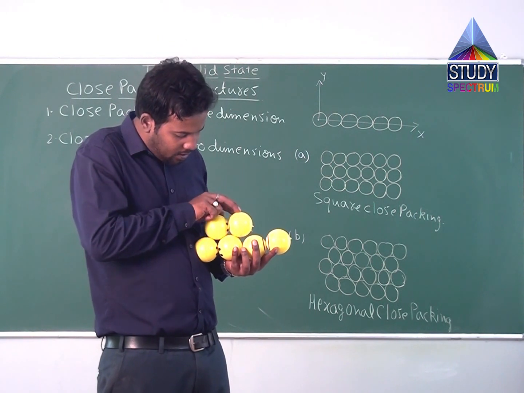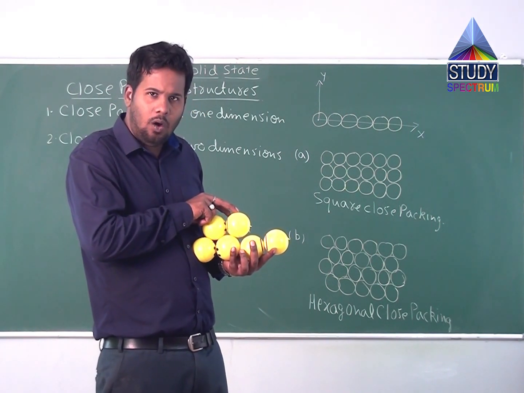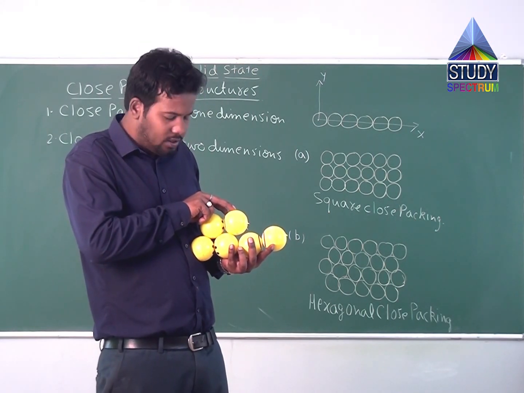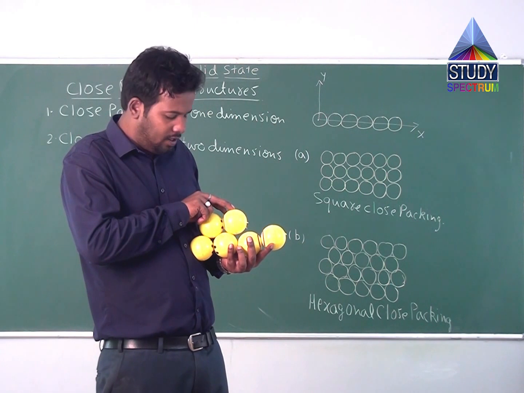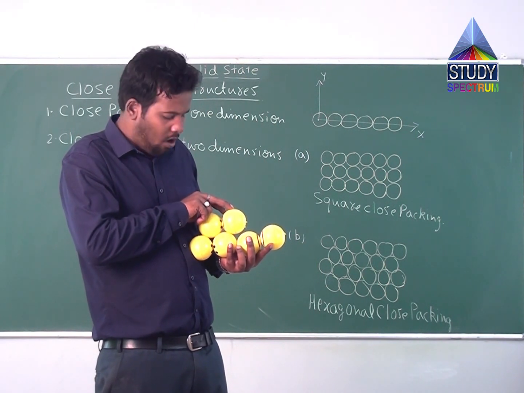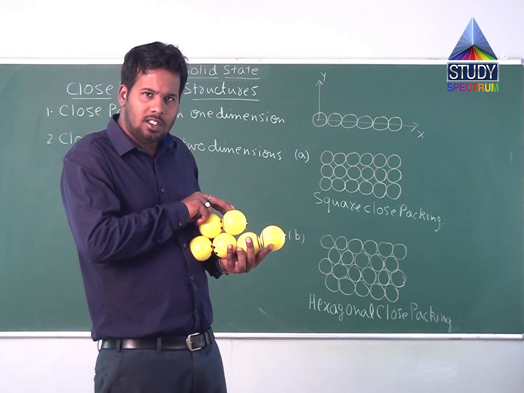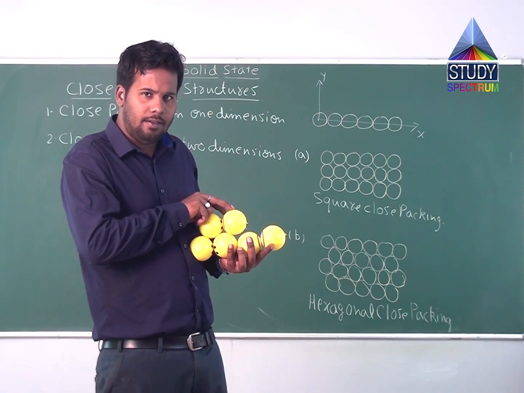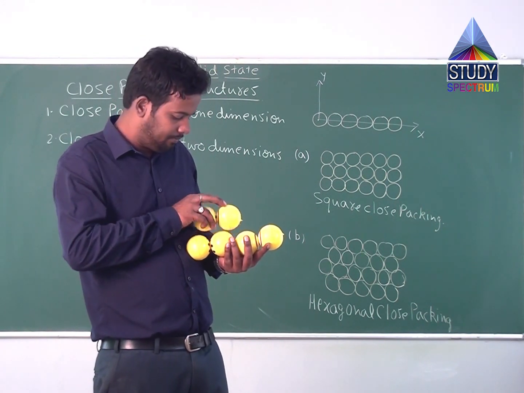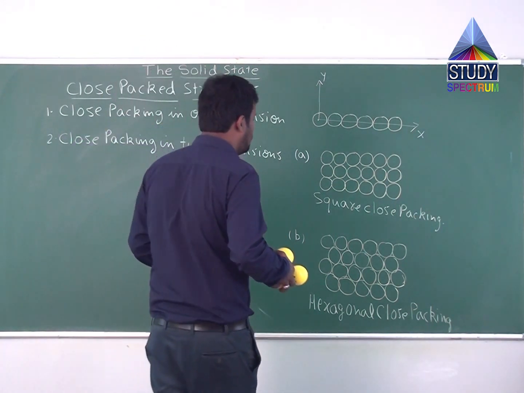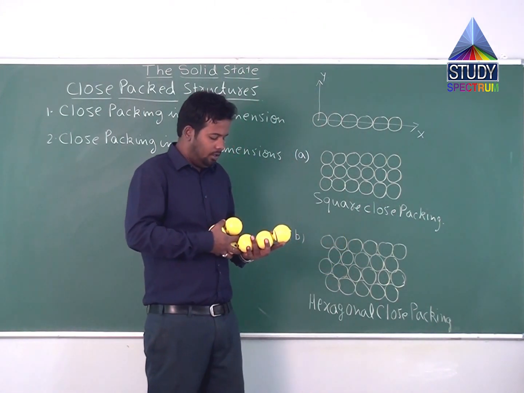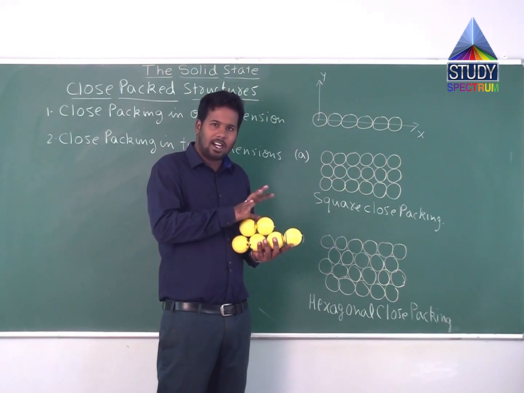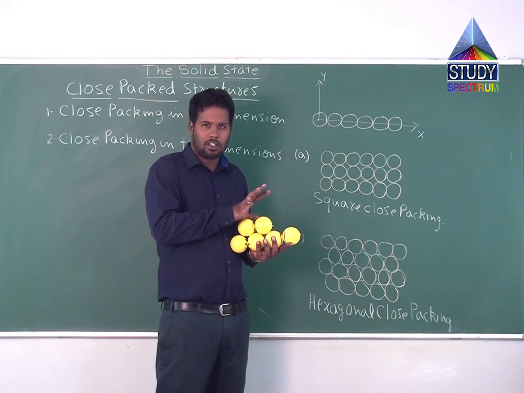layer, correct? If you see this way, you can say that the centers of the second layer do not coincide with the centers of the first layer in a vertical line, correct? Or the centers of atoms in the second layer are now not exactly above the centers of atoms in the first layer, correct? You can see that. So this is hexagonal close packing, where the centers of atoms of the second layer are not exactly above the centers of atoms in the first layer.